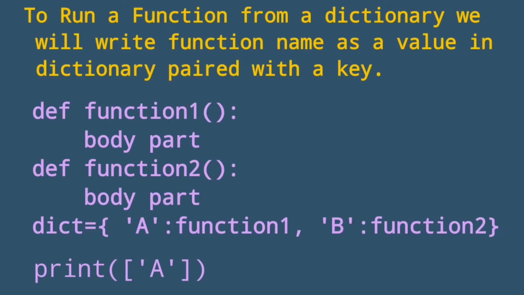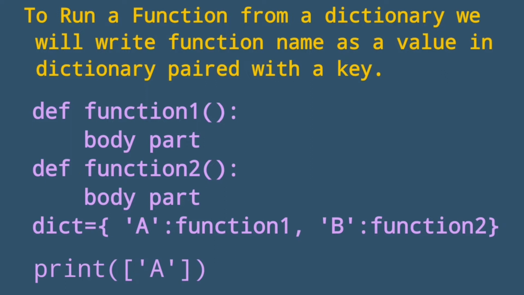If you want to run a function from a dictionary, then you will have to write the function name as a value in the dictionary and then pair that value with a key. In this example, I am creating two functions, function 1 and function 2. First of all, we will write the definition of all the functions. Then we will create a dictionary.